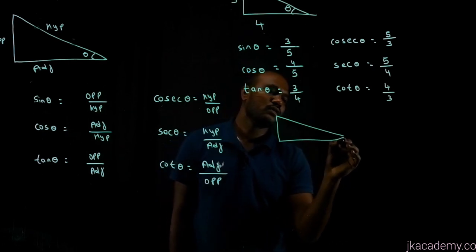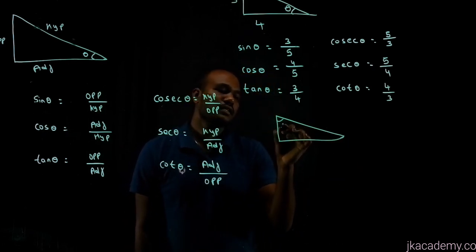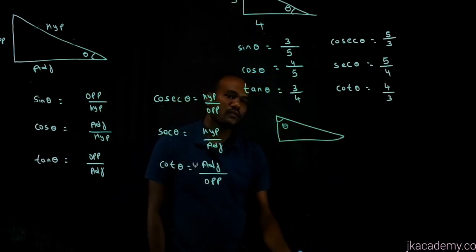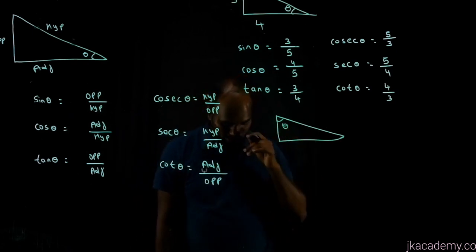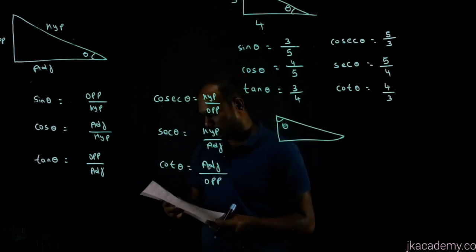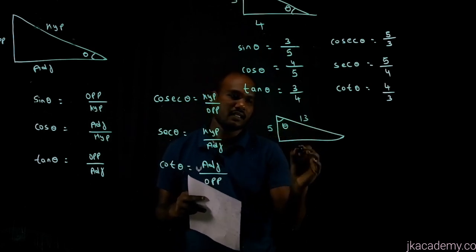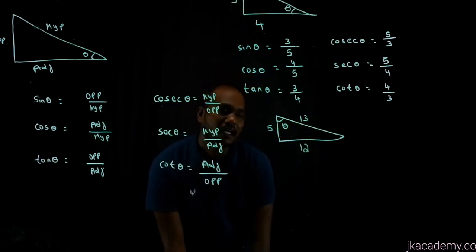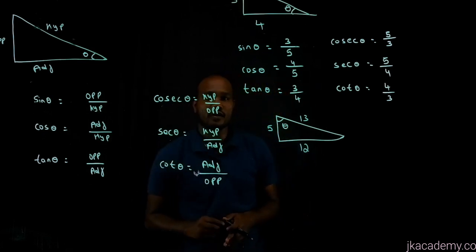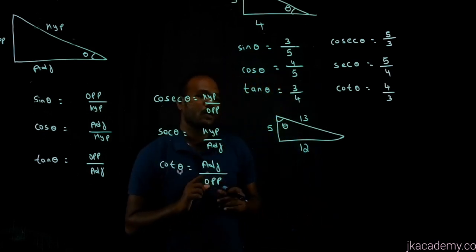One more question. You should be capable of solving this. This is theta. Let's say the triplet, what triplet will I take? I'll take another number, let's say that is 13. This is 5 and this is 12. What is a triplet? We will know it in the future, not now.